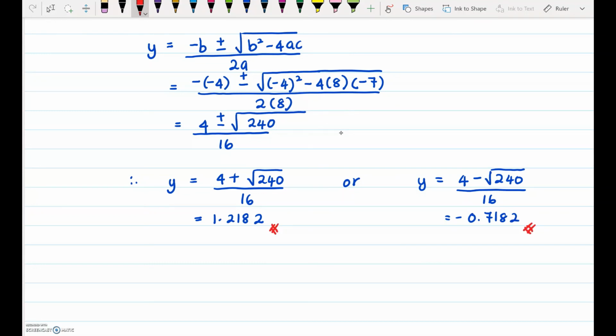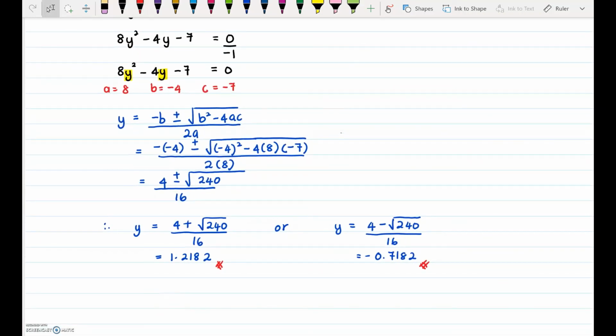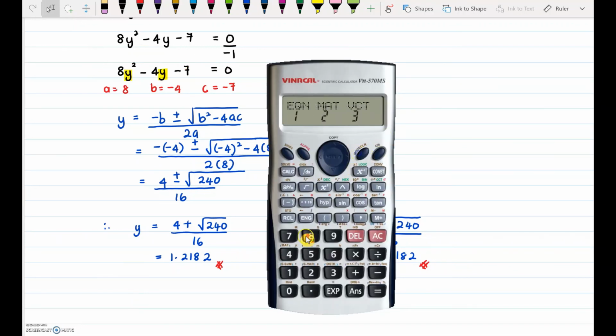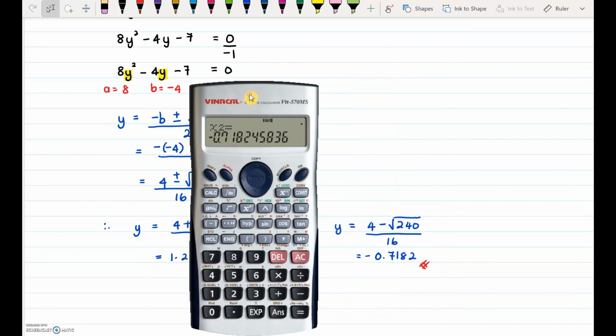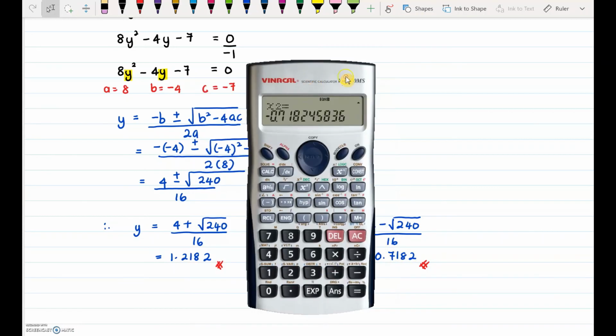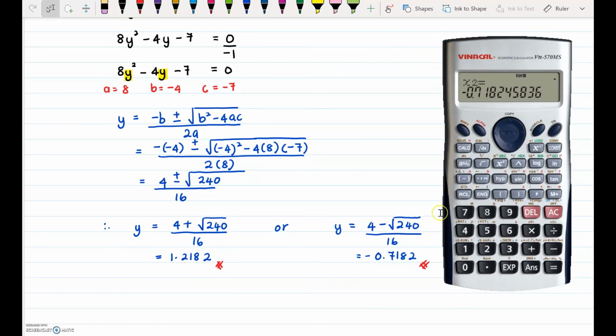Okay. So don't forget, please check using the calculator. Mode, then 1, EQN 1, then move to the right, degree 2. So A is 8, B is negative 4, and C is negative 7. We get the first answer 1.2182, and the second answer is negative 0.7182. So even though you can use the calculator, make sure you show the formula if the question asks for the quadratic formula.